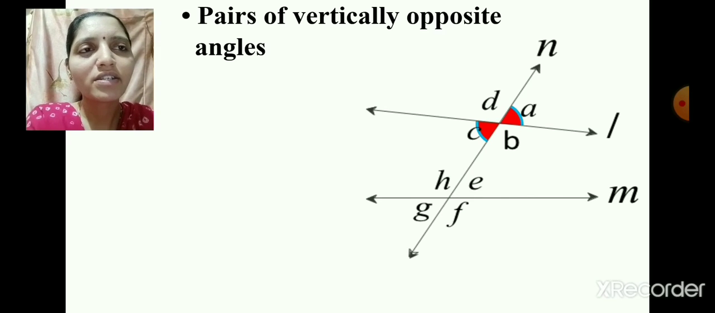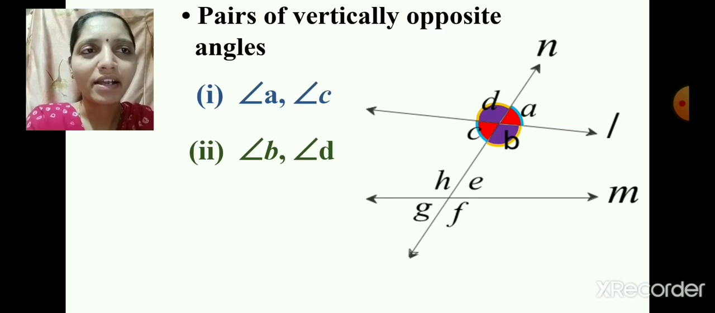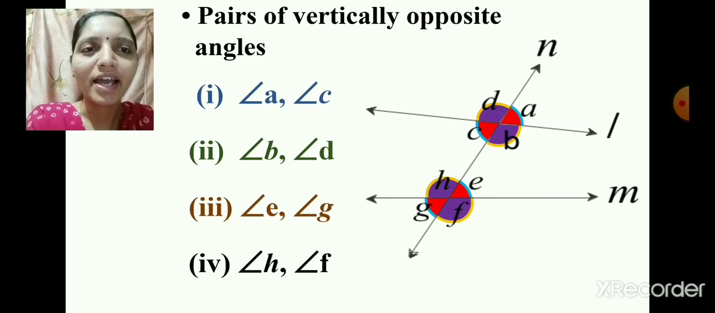So let's start writing. Angle A and angle C. The second pair will be angle B and angle D. The third pair, angle E and angle G. And the last pair is angle H and angle F. So I hope you all have understood all these types of angles.